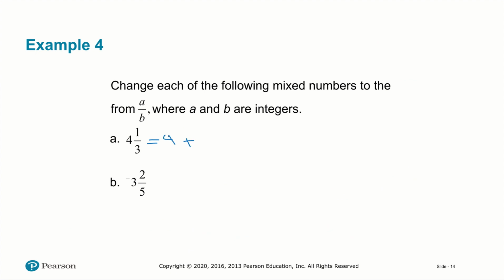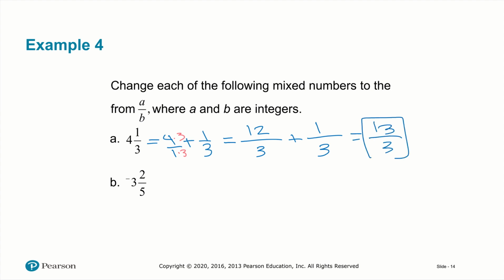That's 4 plus 1/3, right? So think of it as 4/1. We're going to want both denominators to turn into 3's. So that means we're going to need to multiply the 1 by 3. We'll do the same to the 4. So the new numerators are 12, and of course the next one doesn't change because the denominator was already 3. So we end up with 13/3, okay?